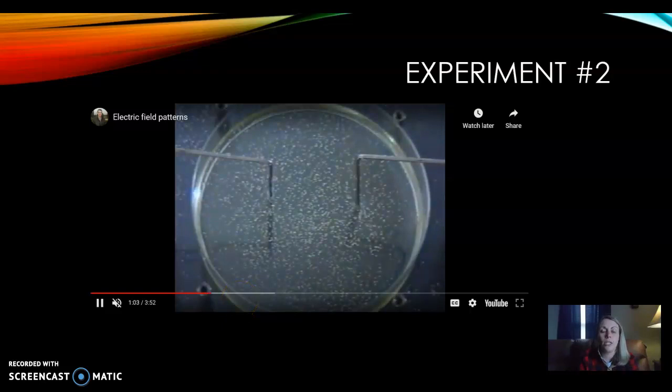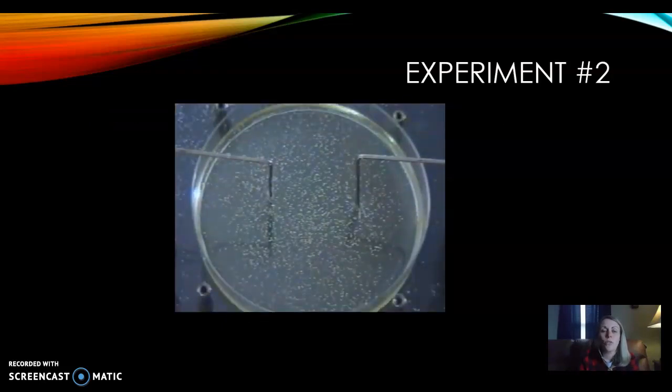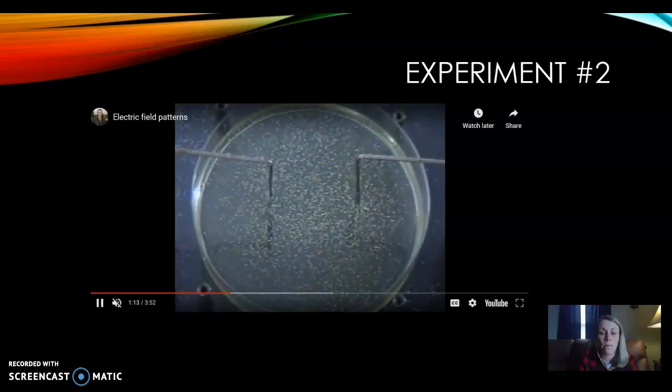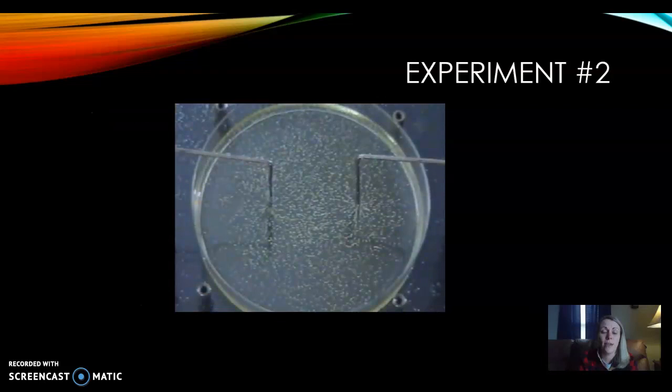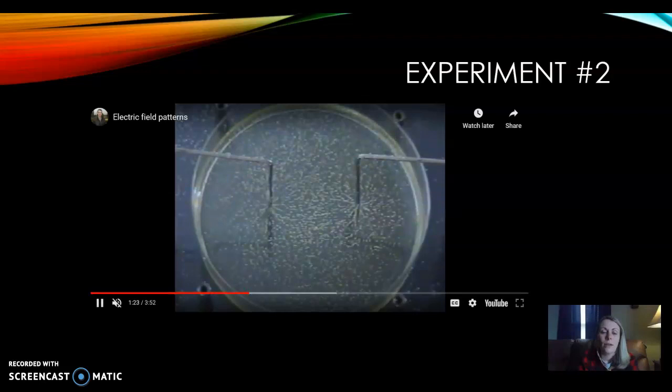This is a petri dish, and they have two opposite charges, and they're sprinkling some semolina seeds over top castor oil, so that way it will lay on top of it and not sink down into the liquid, because castor oil is very thick. As you can see, there is something happening with the semolina seeds. But what exactly? Now, I know this is a little bit blurry and far out, but here in just a second they zoom in so you get a closer look.